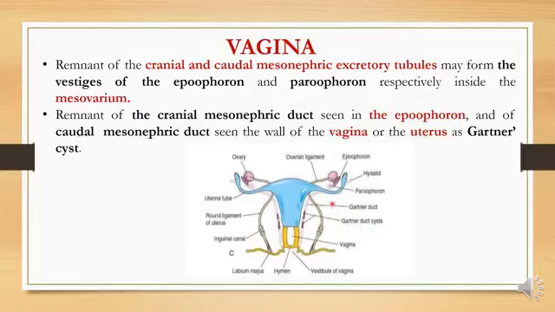Remnants of the cranial and caudal mesonephric excretory tubules may form the vestigial epoophoron and paroophoron respectively inside the mesovarium. Remnants of the cranial mesonephric duct are seen in the epoophoron, and of the caudal mesonephric duct in the wall of the vagina or uterus as Gartner cysts.